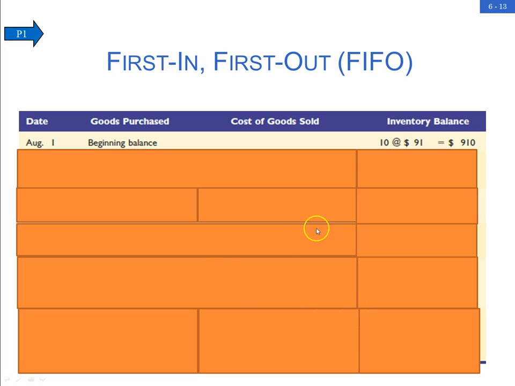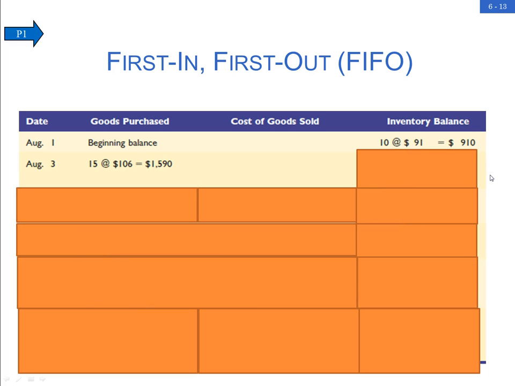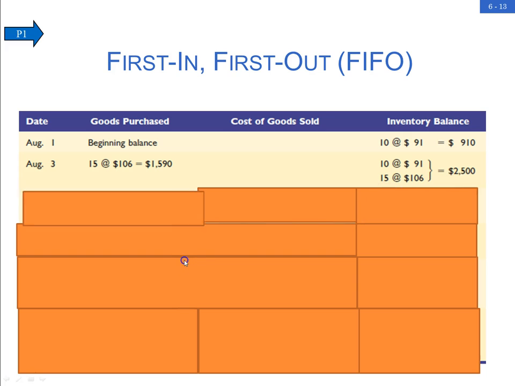So remember, our beginning inventory balance is we've got 10 bikes that cost us $91 starting at the beginning of the month, August 1st. We're going to make those same exact purchases. August 3rd, we're going to buy 15 more bikes and add those to inventory. This is what we've got right before we make our first sale. So now we're going to sell the exact same amount.